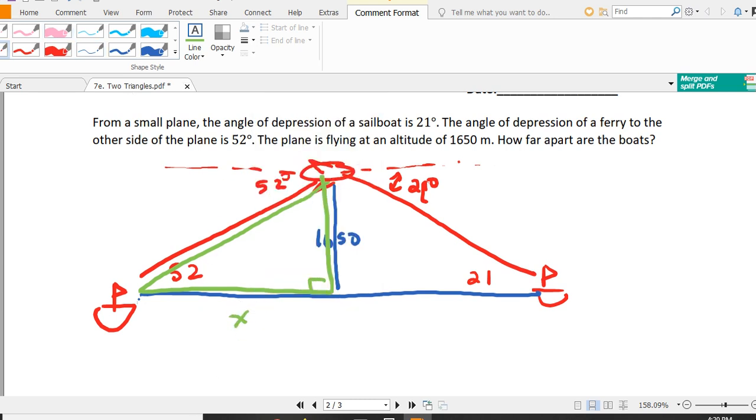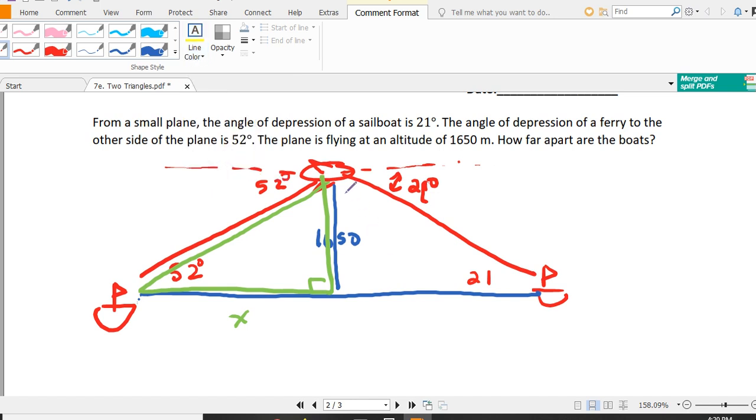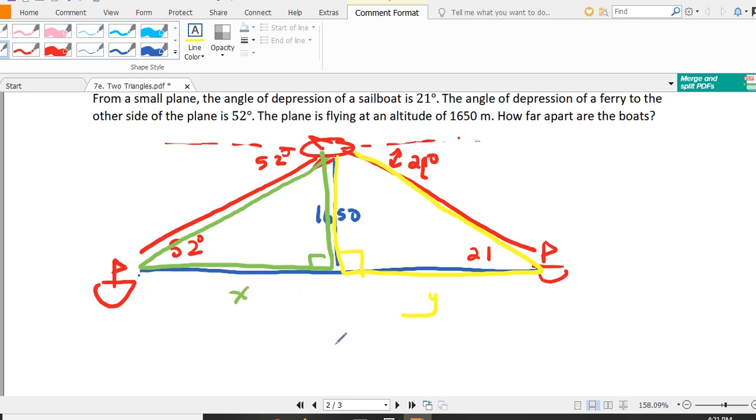And you can do the exact same thing we've been doing. Here's the angle. Label all the sides. Decide whether to use sine, cos, or tan. Solve for x. But that's only half the distance, isn't it? Now you do the same thing on the other side. Here's the other triangle. Okay? 21 degrees. Find this other length. Once you find those two, add them together. You have found your distance.